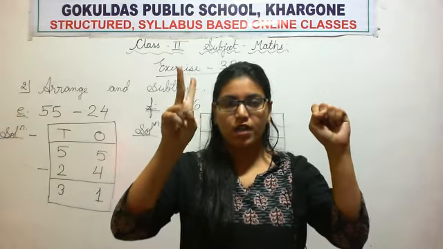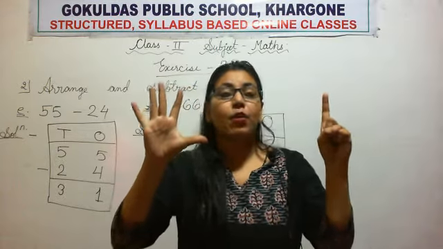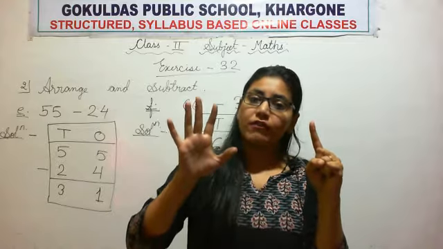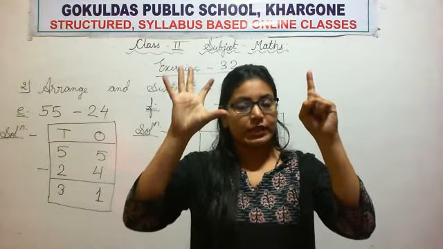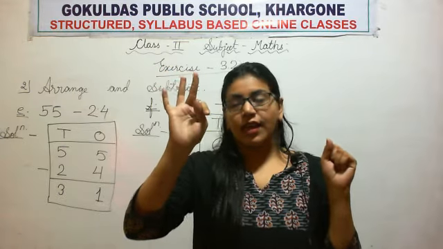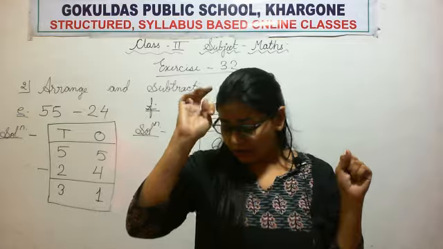Let's open 1, 2, 3, 4, 5 and 6. Now minus 3 is there. So we will remove 3 fingers from those 6. Let us remove 1, 2, 3. Now how many fingers are left? 1, 2 and 3. Those 3 fingers are left.